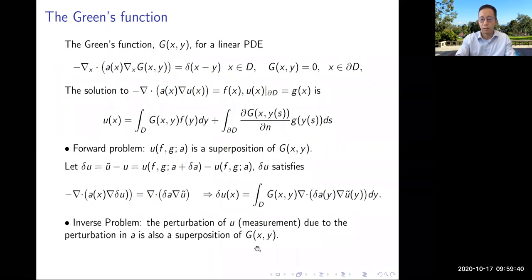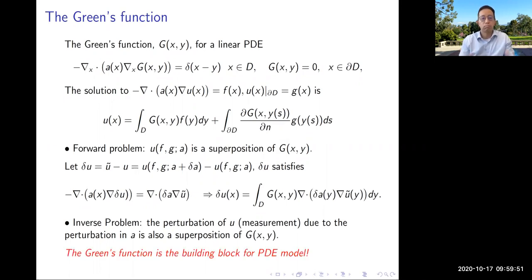Inverse problem in the setting, I already mentioned this, the perturbation of U due to the perturbation in A is also a superposition of some Green's function. A known Green's function, but it's still true. So, no surprise, Green's function is the building block for PDE models. So really by studying how rich, okay, so from now on, for the PDE model, I'm trying to study the Green's function by regarding a family of functions in X, parameterized by your location of sources. How rich is this family of functions in X? Okay.